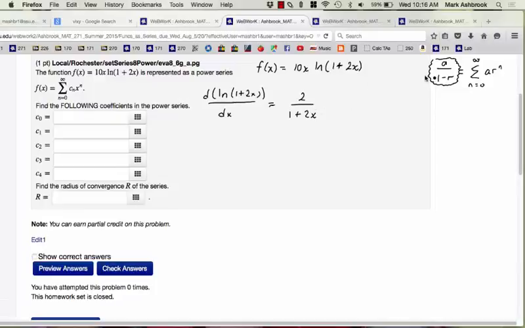So does that match this? Does that form match this form? Absolutely it does. Of course it does. A equals 2 and r equals negative 2x. It matches perfectly. A equals 2, r equals negative 2x.